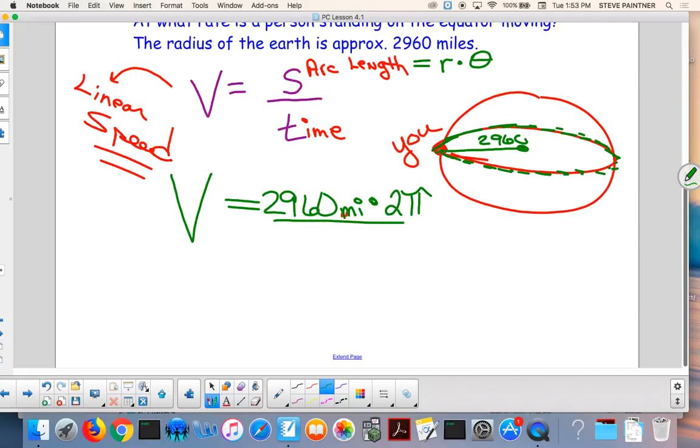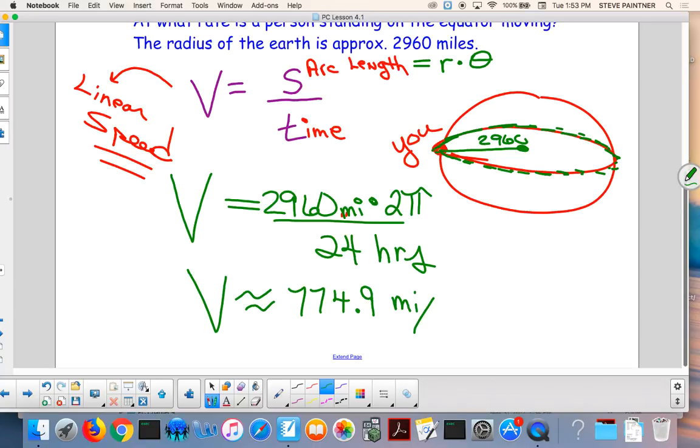Well, you got to divide by what? Now, people said this morning, well, how do I know how long it takes? Well, if you went all the way around the world, 24 hours in a day, right? So it's 24 hours. Okay? And there you go. That is how you do it. And so linear speed equals what? Roughly? 774.9 miles per hour. And there it is.